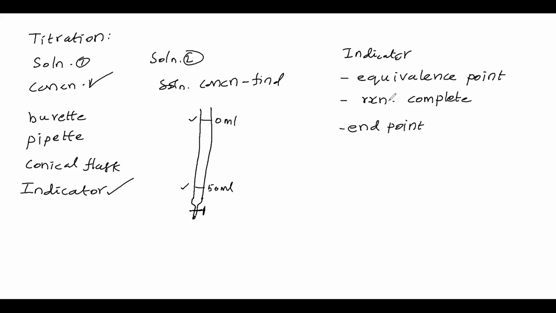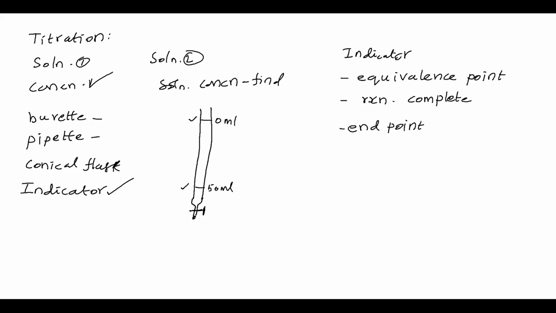Now, what are the types of indicators? One is called acid-base indicators. Acid-base indicator means the burette solution is base, the pipette solution is acid, and the indicator is an acid-base indicator, such as phenolphthalein and methyl orange. These indicators are used for acid-base titration.